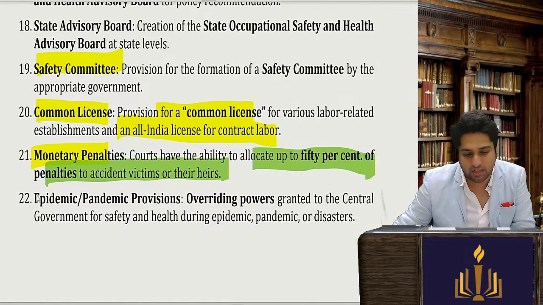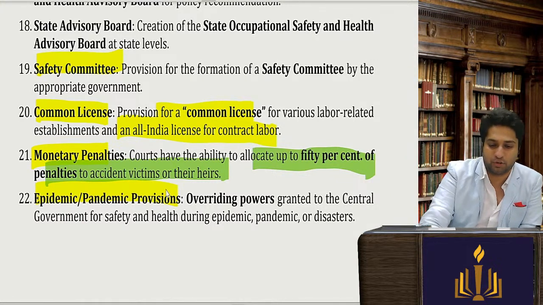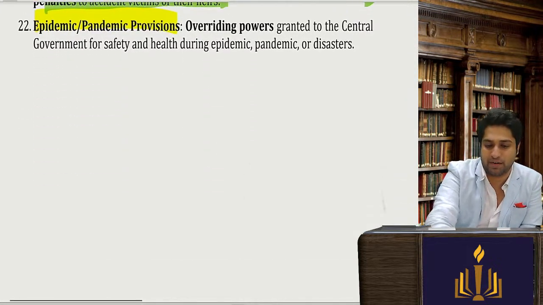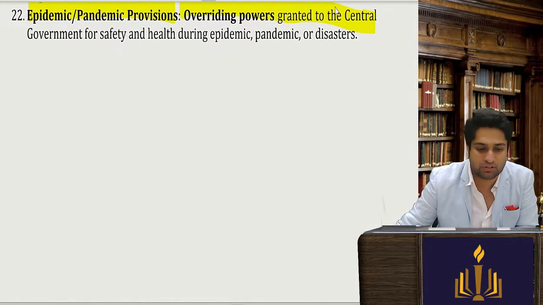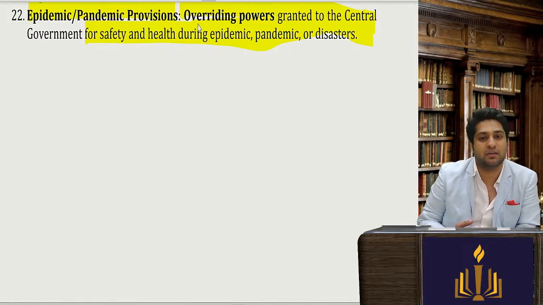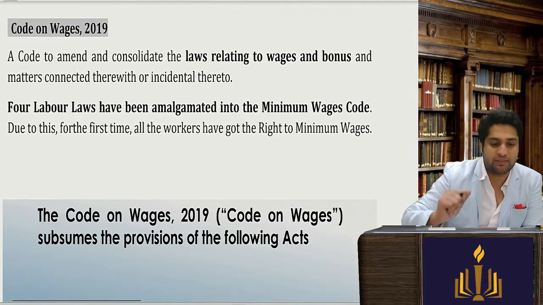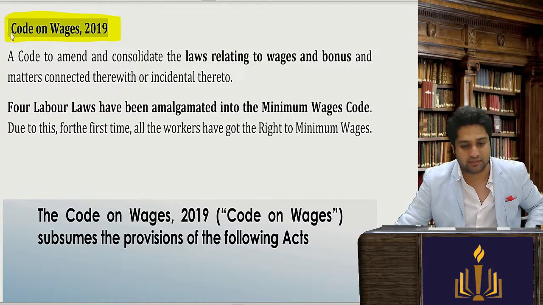Epidemic and pandemic. Now again, this was never covered in the earlier laws, because only after 2020 did we see this kind of epidemic and pandemic point. Overriding powers have been granted to the central government during any kind of pandemic, disasters, etc. Then we will see the Code on Wages 2019.